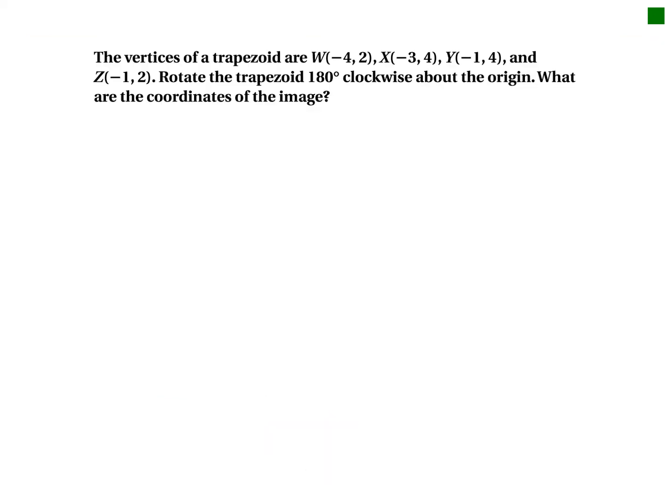All right, I'm going to say that you guys probably watched the video, otherwise you're going to be a little bit clueless of what's going on in this example. So make sure you go back and do that. The vertices of a trapezoid are W negative 4, 2, X is negative 3, 4, Y is negative 1, 4, and Z is negative 1, 2. Rotate the trapezoid 180 degrees clockwise, so that's 2 turns clockwise about the origin. Here's your center of rotation. What are the coordinates of its image?